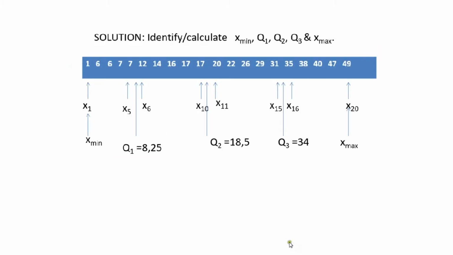So now we have all the information that we want. In other words, the 5 summarizing numbers, we have them now on our arranged data. And therefore, the only last thing to do is just to present them in that fashion. As it appears, the minimum value is 1, Q1 is 8.25, Q2 is 18.5, and Q3 is 34. The maximum value is 49.